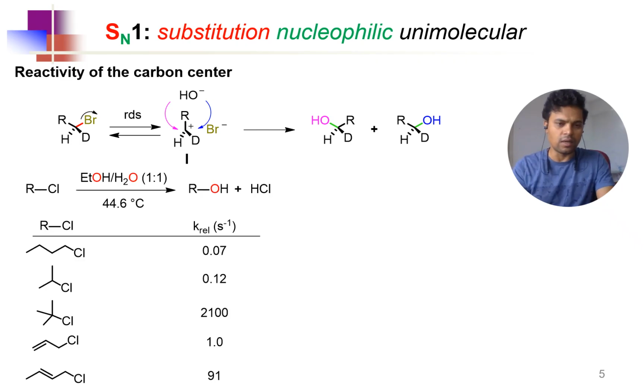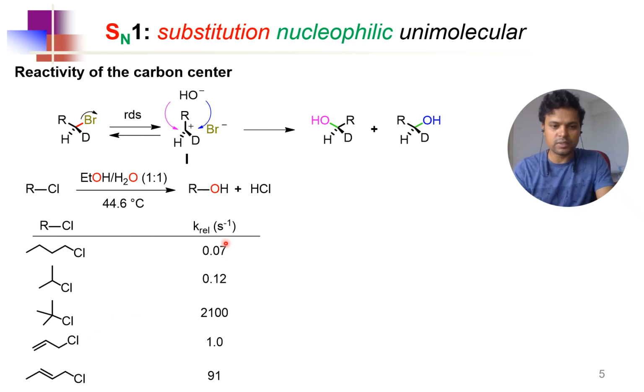So basically, you can see that in this particular mechanism, as I told you, we should always consider the stability of the intermediate carbocation. Now, let's take an example of RCl. So Cl is the leaving group here, and you are doing solvolysis. For solvolysis, we are using ethanol and water 1:1. So water will attack and produce the corresponding alcohol. Now the question is about the rate of the reaction. Here you have n-butyl chloride, isobutyl chloride, tertiary butyl chloride, and then you have allylic chloride, and then a methyl allylic chloride, or you can say 2-butene-1-chloride.